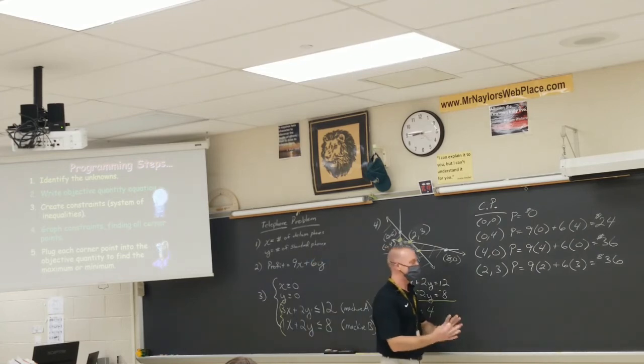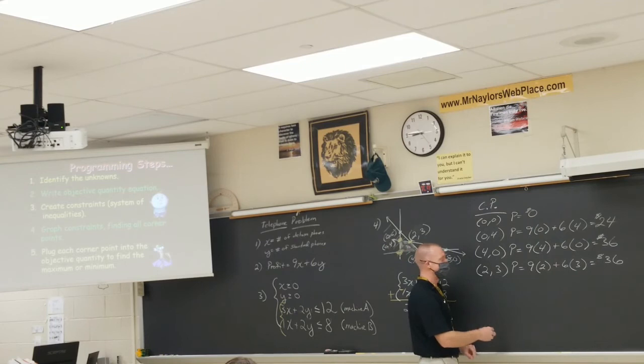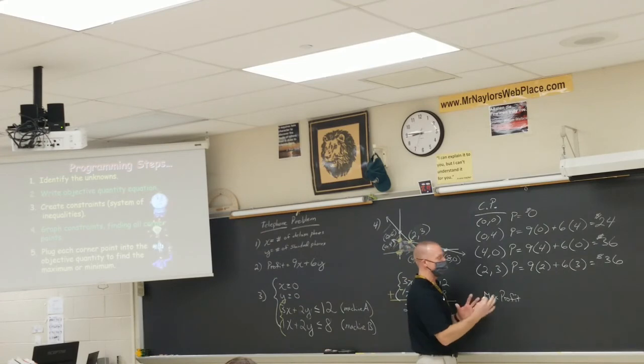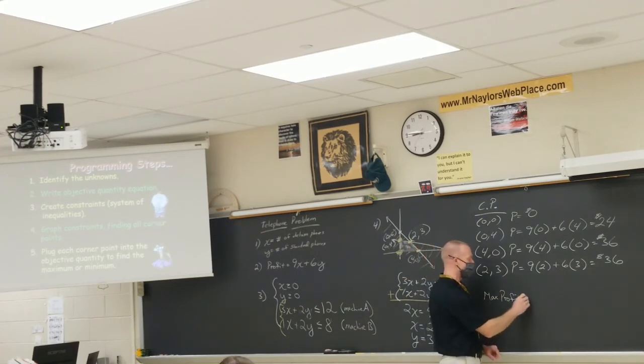Okay, but what I want you to do is I want you to make that statement. I want you to say that you can have a maximum profit. Now, this is kind of like the final answer. It's a little statement that you're going to write. And you're simply interpreting what you just did. So maximum profit of 36.